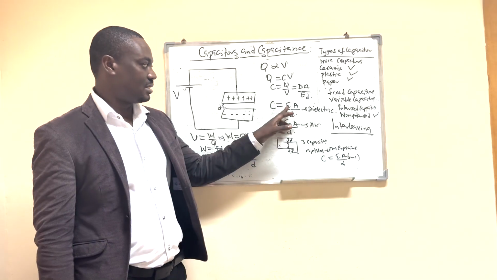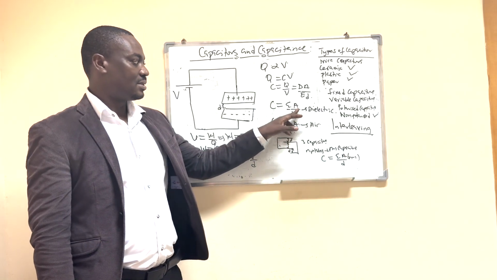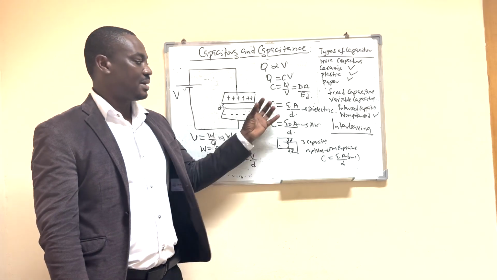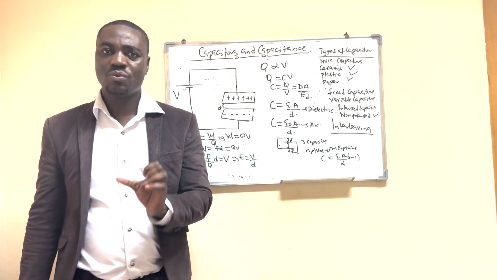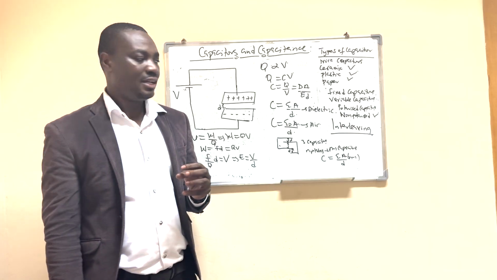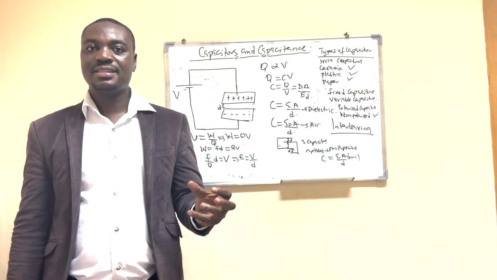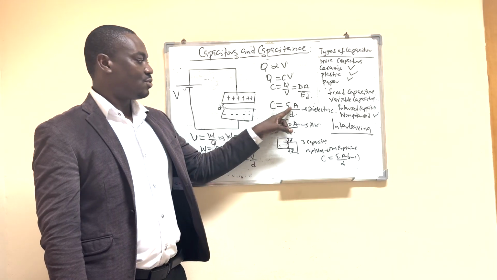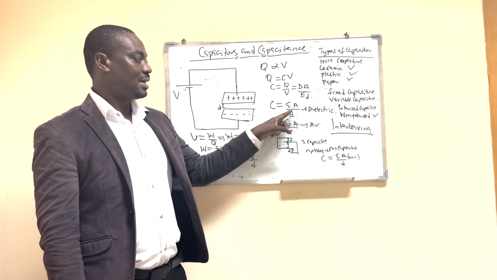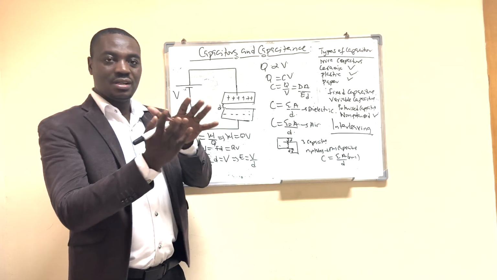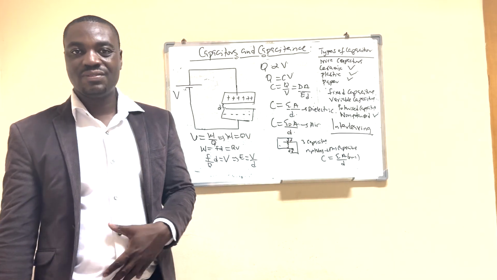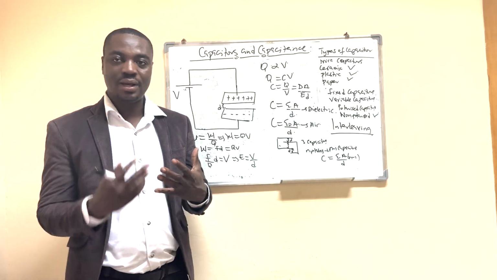So you can get this here, then times area over D. So this becomes the formula for capacitance. And this is very important when you are trying to design a capacitor, right? That means that if you are designing a capacitor, you can place a dielectric material between the plates, right? That will give you the absolute permittivity of the material that you have.